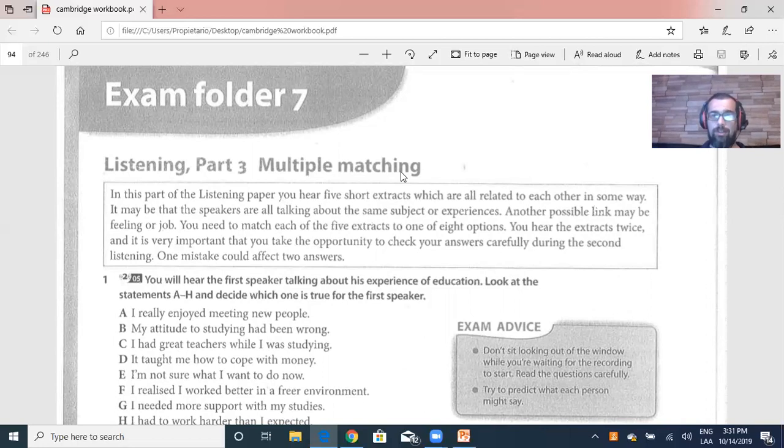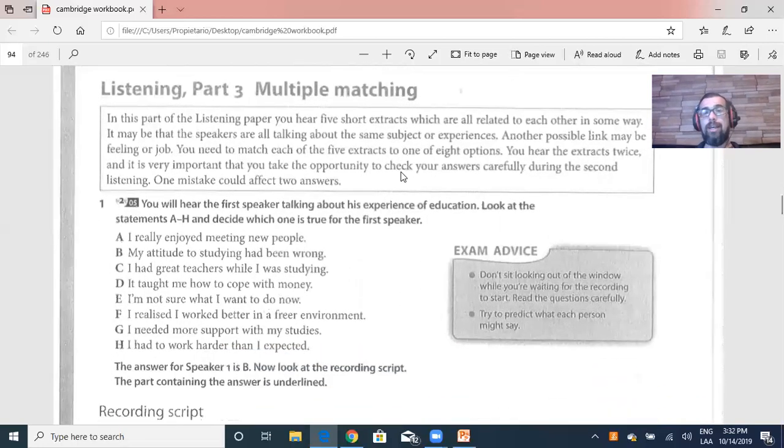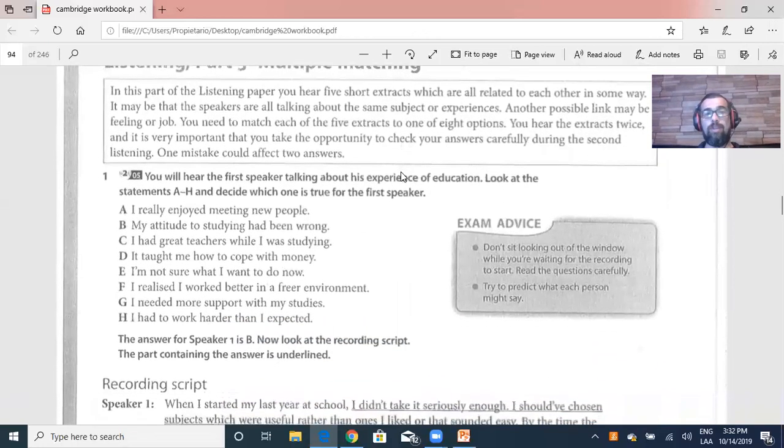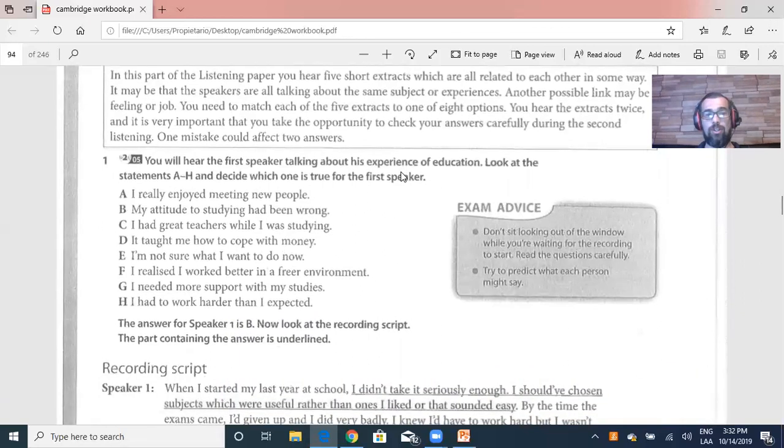So let's just read together this very quick. It says in this part of the listening paper, you hear 5 short extracts, which are all related to each other in some way. It may be that speakers are all talking about the same subject or experiences. Another possible link may be feelings or a job. You need to match each of the 5 extracts to one of the 8 options. You hear the extracts twice. It is very important that you take the opportunity to check your answers carefully during the second listening. One mistake could affect 2 answers.